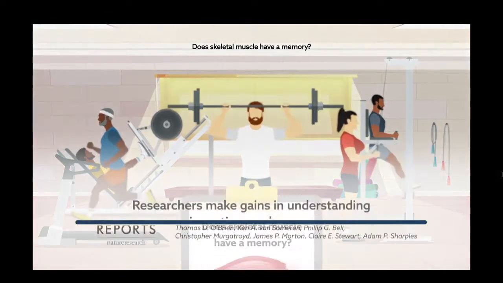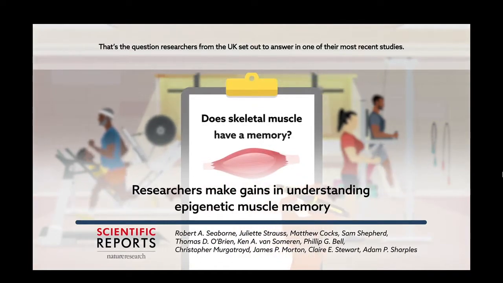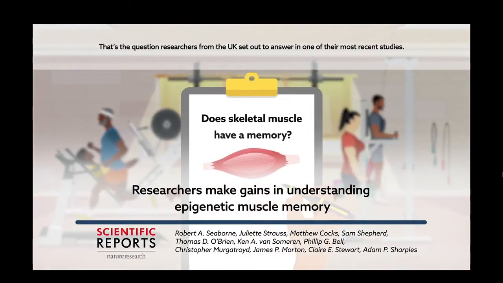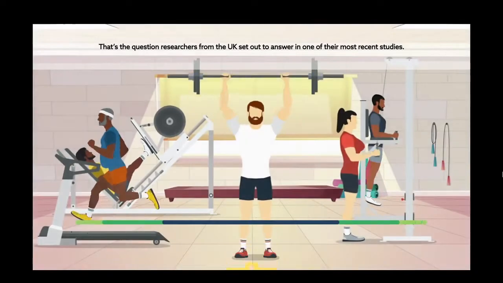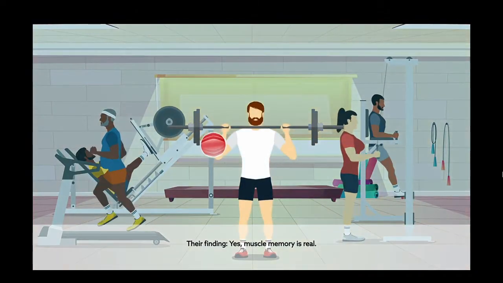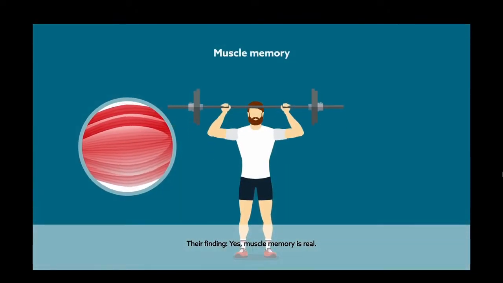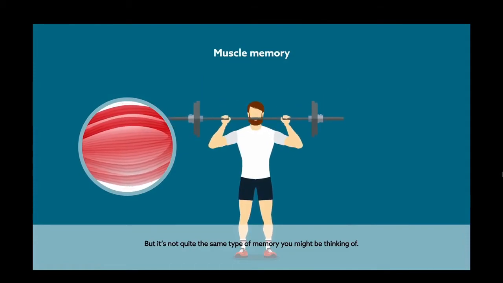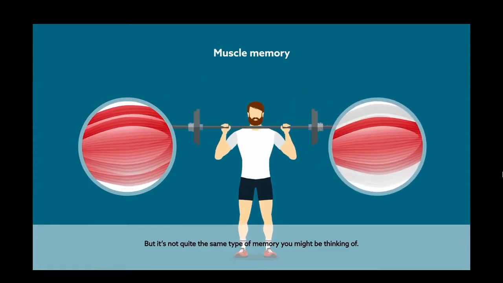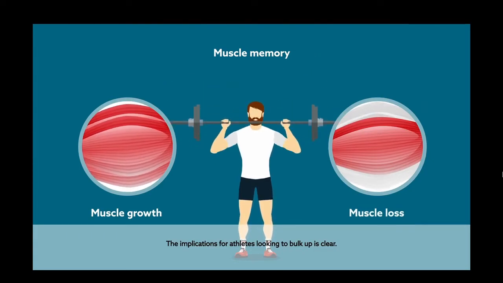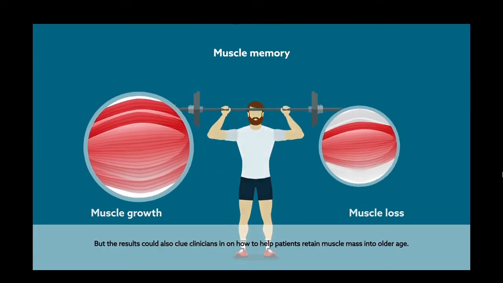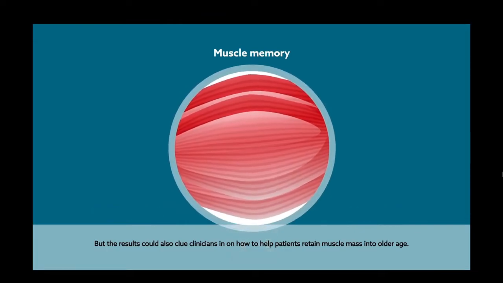Does skeletal muscle have a memory? That's the question researchers from the UK set out to answer in one of their most recent studies. Their finding: yes, muscle memory is real, but it's not quite the same type of memory you might be thinking of. This is memory of previous muscle growth, even after a period of muscle loss. The implications for athletes looking to bulk up is clear, but the results could also clue clinicians in on how to help patients retain muscle mass into older age.